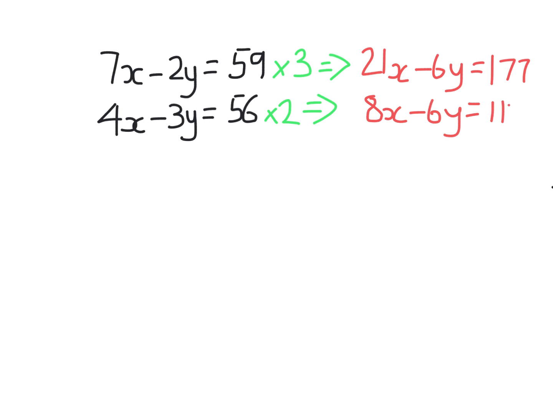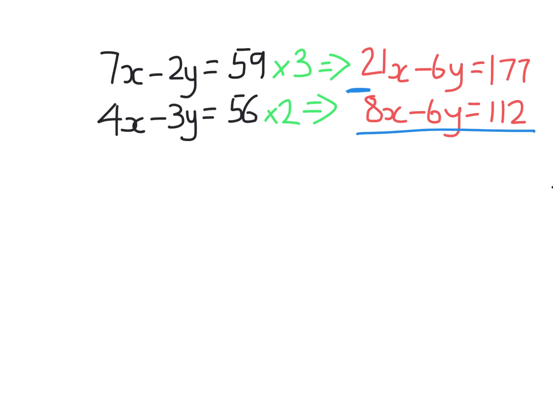And now I have a situation where y has the same coefficient in both equations, and thus I can eliminate y. Here, the y's have the same sign. Both have a negative. When that happens, when they have the same sign, you need to subtract one equation from the other. It doesn't matter whether you subtract the bottom from the top or the top from the bottom. Either way is fine.